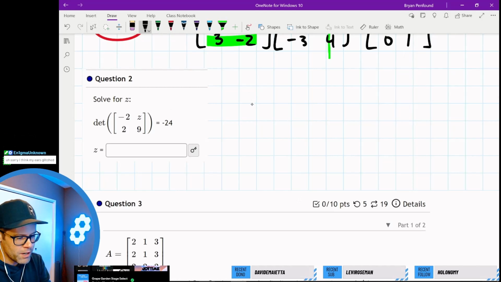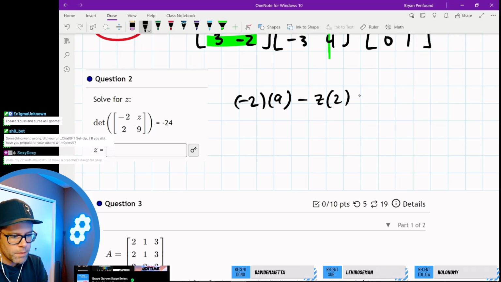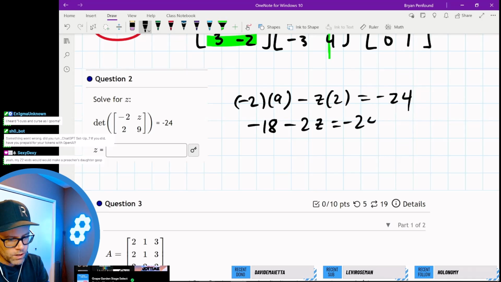So the determinant we know is the multiplication. Oh, my pen is getting all glitchy, so let's move into pen number 2. We know that the determinant is the multiplication of the main diagonal, subtract the multiplication of the other two numbers off of the main diagonal. We want this to be equal to negative 24. So this gives us negative 18 minus 2z is equal to negative 24.